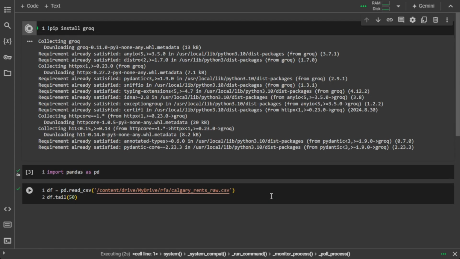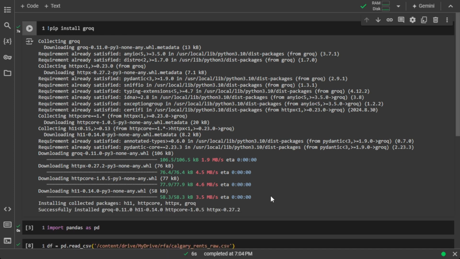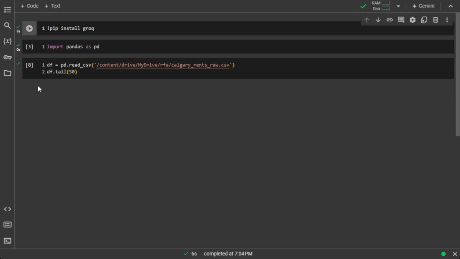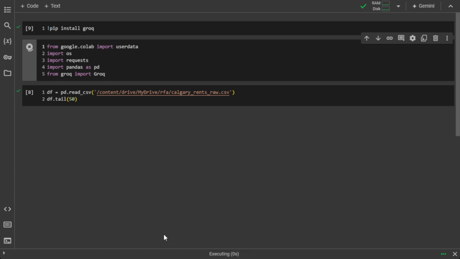Now, what is Groq? Groq is like an intermediary. They run large language models on their own hardware, and it's really advanced hardware. So that's what they are. Let's do our imports. Don't need that guy anymore. And then we'll start looking at our data a little bit.